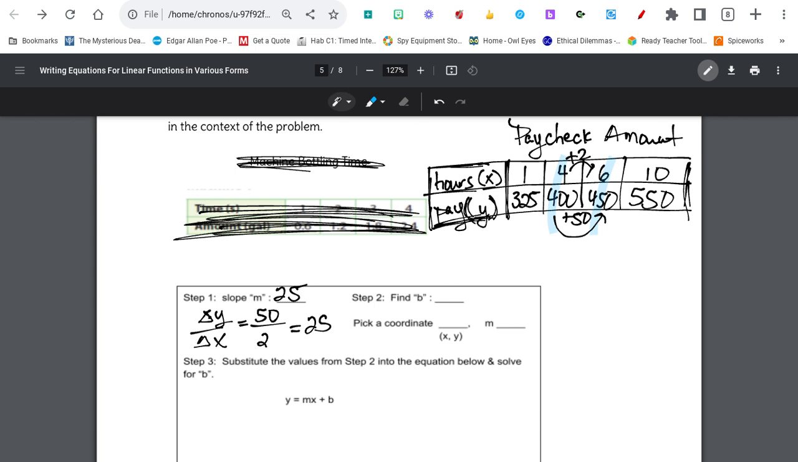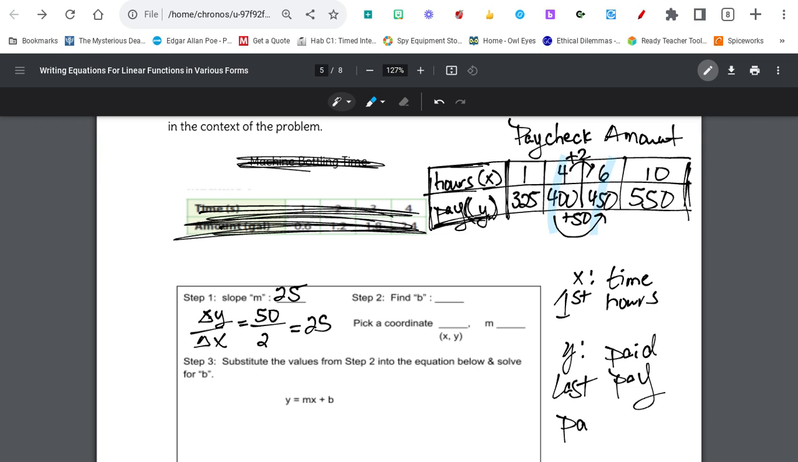Okay, now 25 what? Because this is a real life problem, you can't just put 25. So again, X was the thing that happens first. Well, you got to put in some time, you got to put in some hours. Y is the thing that happens last. Then you get paid. That's your pay. So basically, this will be you are paid.